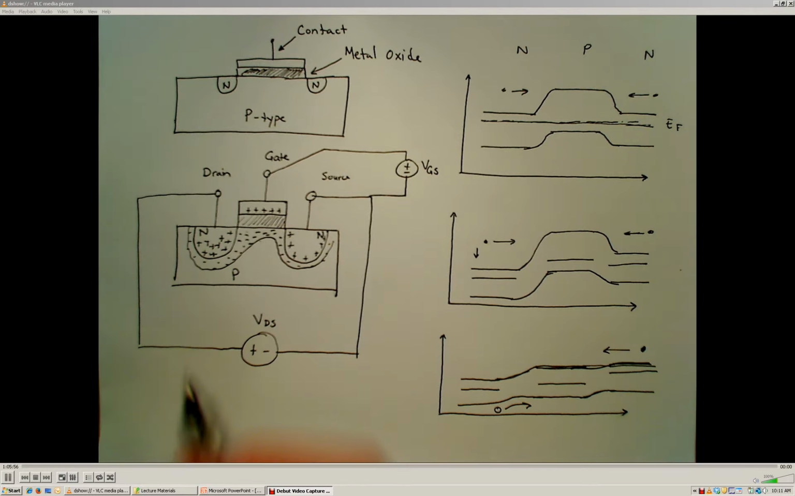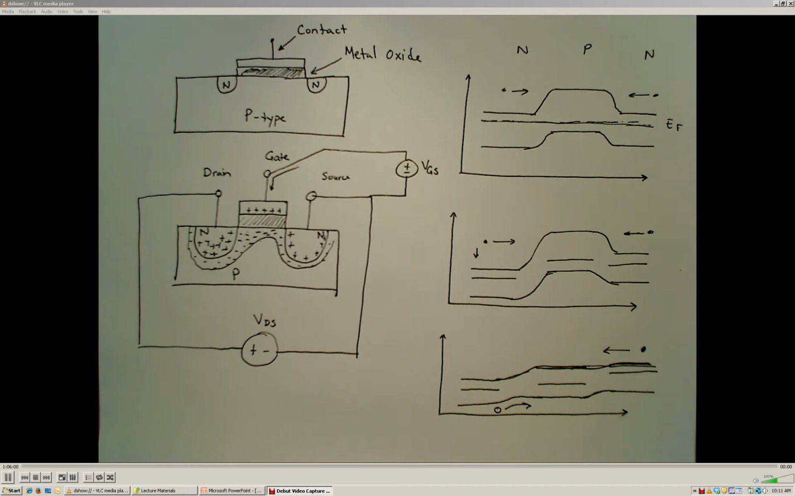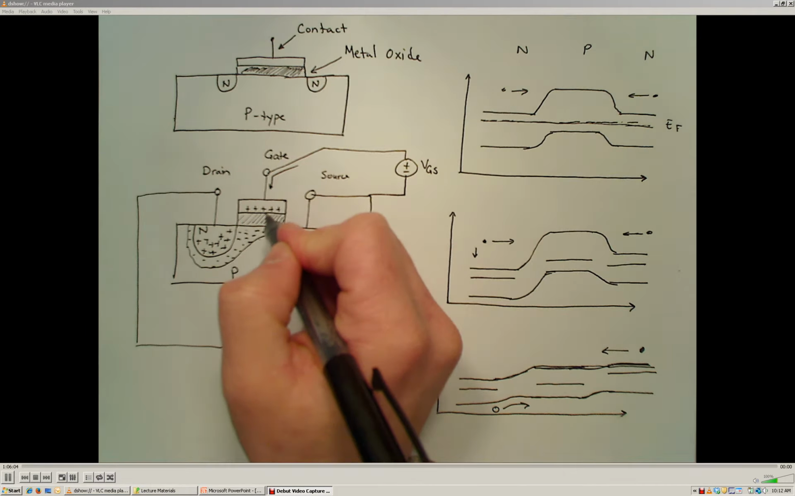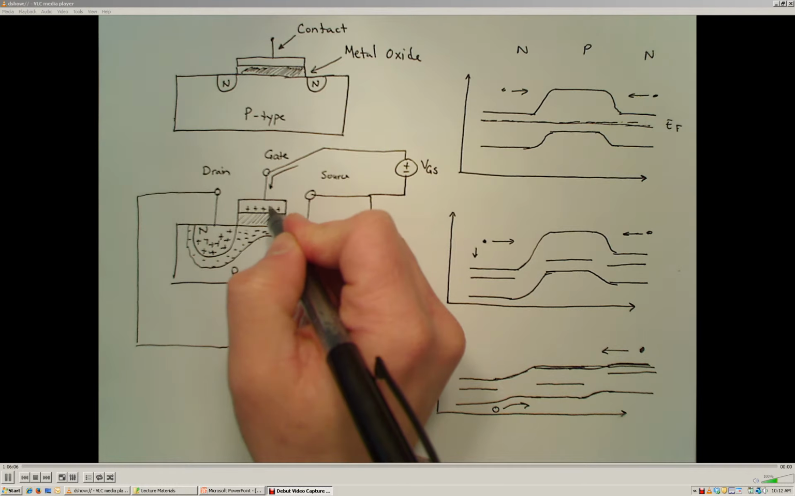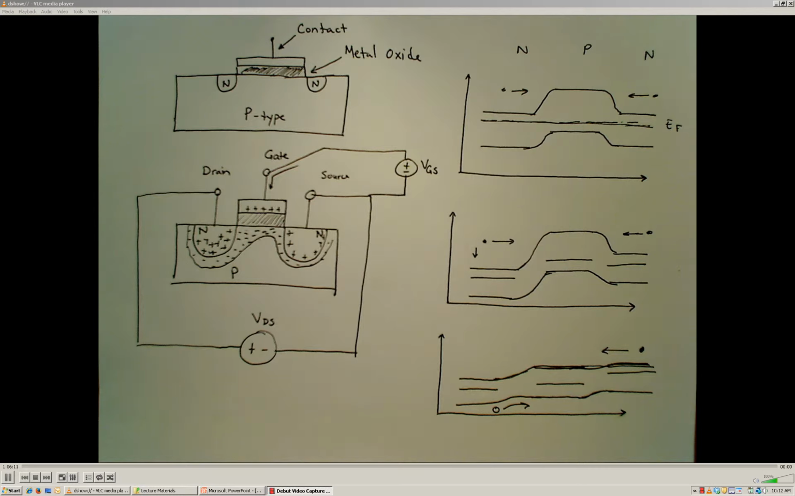In particular, this gate right here, which is analogous to the base of a bipolar junction transistor, there's no current, there's no net flow of charges that moves from the gate contact into the semiconductor material. So that's the primary difference between a field effect transistor and a bipolar junction transistor.